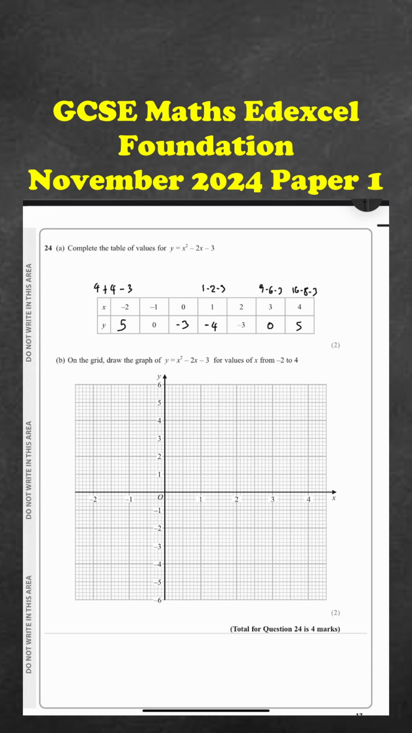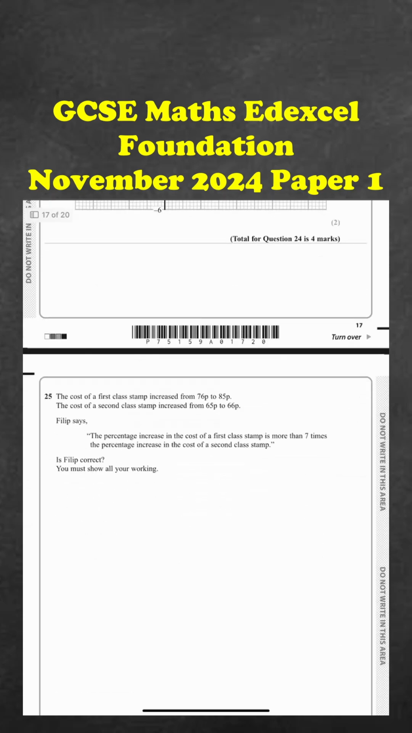Part B. On the grid, draw the graph of y equals x squared minus 2x minus 3 for values of x between minus 2 to 4. So we want when x is minus 2, y is going to be 5. When x is minus 1, y is 0. When x is 0, y is minus 3. When x is 1, y is minus 4. When x is 2, y is minus 3. When x is 3, y is 0. When x is 4, y is 5. And we're going to draw a nice smooth curve as best we can. There we go. And that would be the shape that we're looking for in a quadratic.